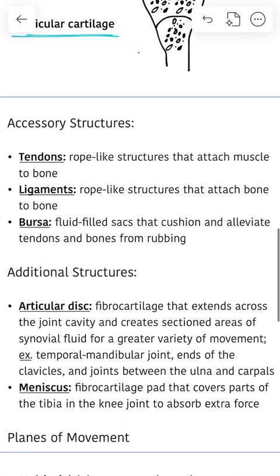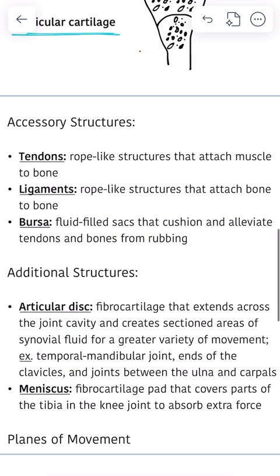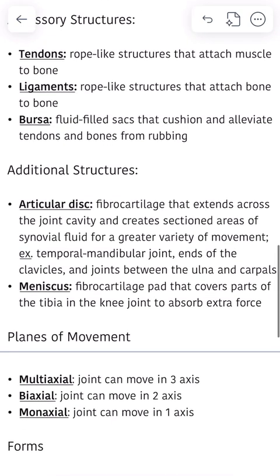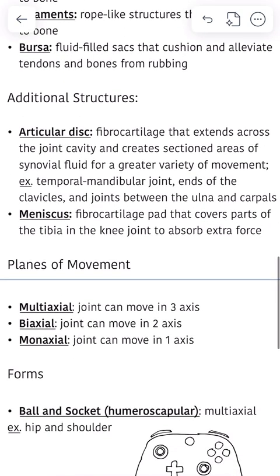There are some accessory structures within synovial joints, including tendons, which are rope-like structures that attach muscle to bone, ligaments, which are rope-like structures that attach bone to bone, and bursa, which are fluid-filled sacs that cushion and alleviate tendons and bones from rubbing. The additional structures that you may see within these joints are fibrocartilage that extends across the joint cavity and creates sectioned areas of synovial fluid for a greater variety of movement, which is called articular discs.